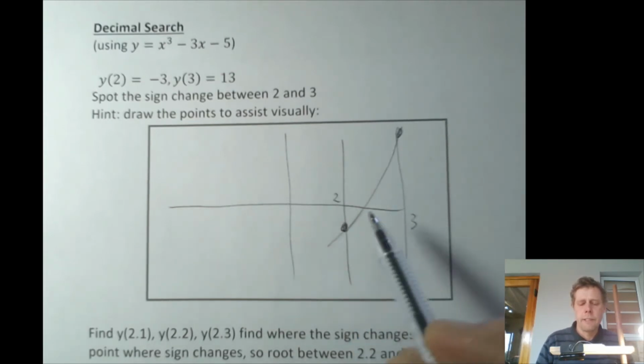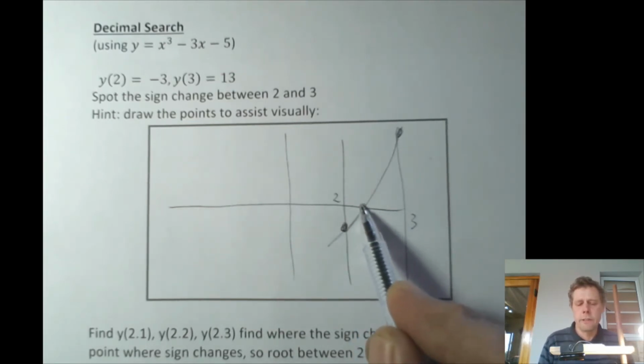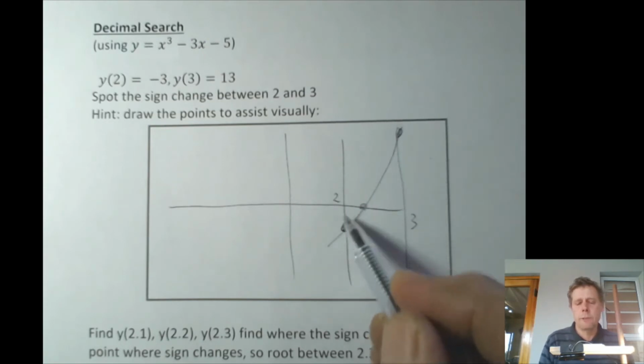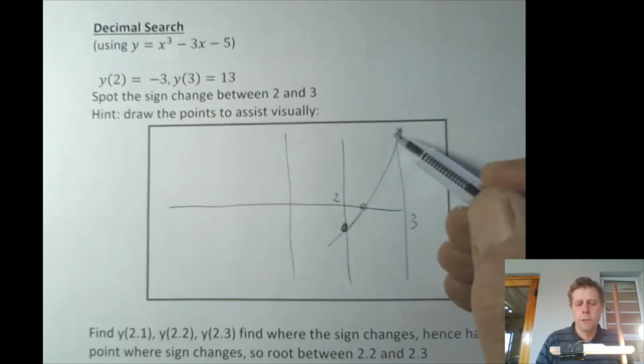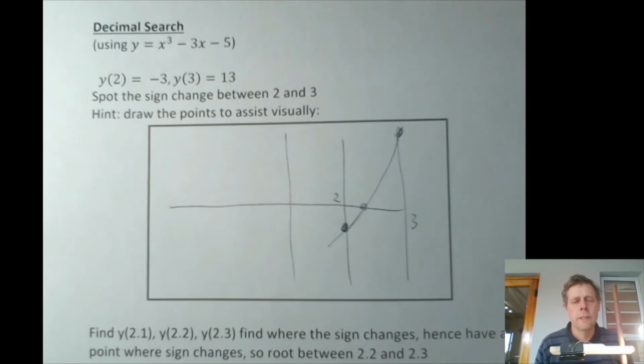Now you can see that we would expect the root to be closer to the 2 than to the 3. So it's always good to just draw the thing more or less. It helps to narrow down the search.